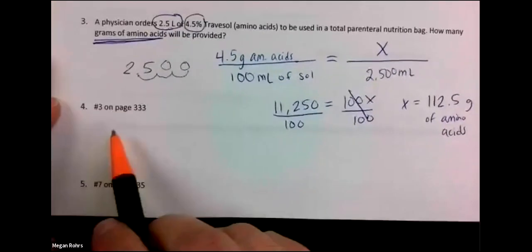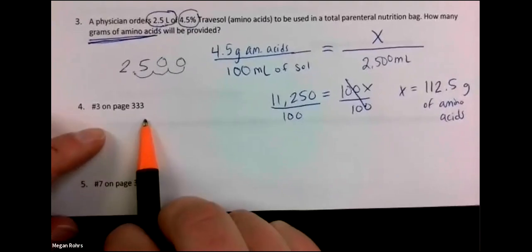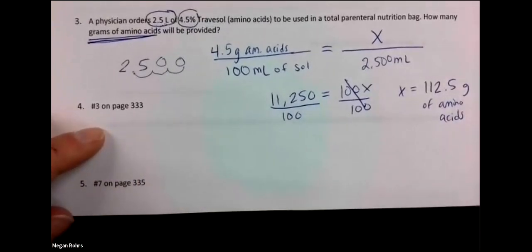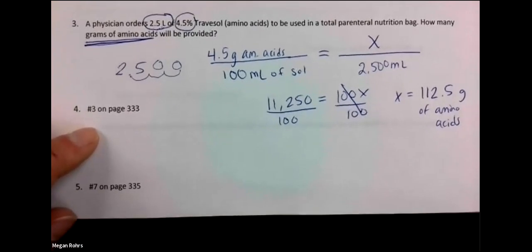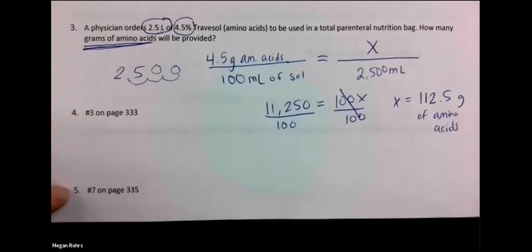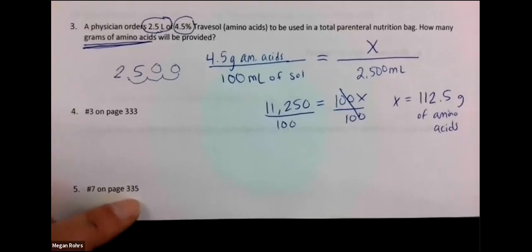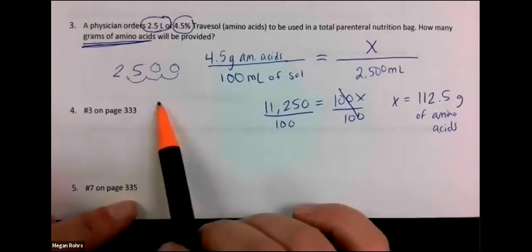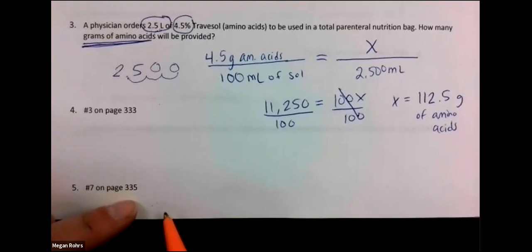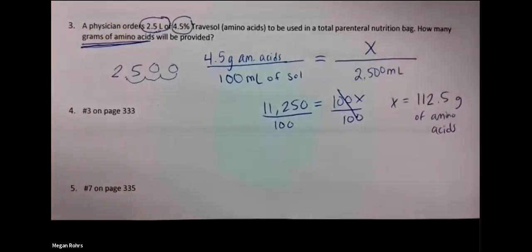Now, I want you to do number 3 on page 333. So very similar to the one that we just did here. Actually, that one is only in milliliters, so it should be pretty similar to number 1. And then number 7 on page 335, complete that, show your work on this paper as well. Very similar to the one that we just did.